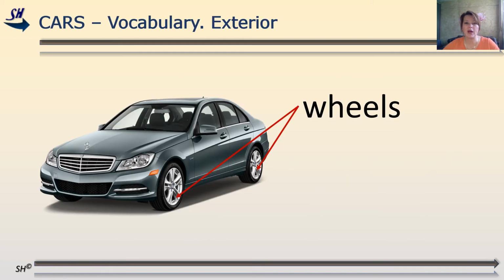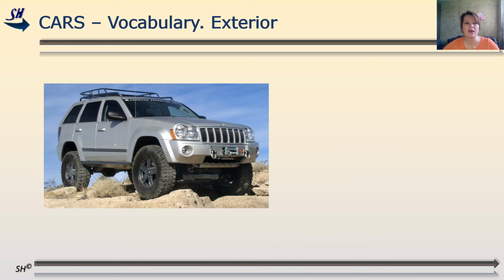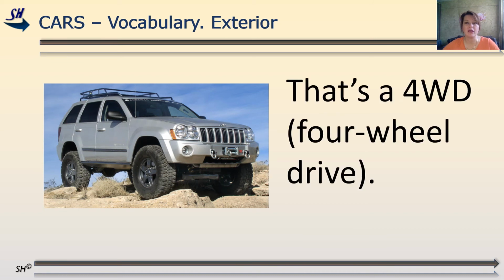If we look at the round things that help us move the vehicle around, they are called wheels. This car is a four-wheel drive.